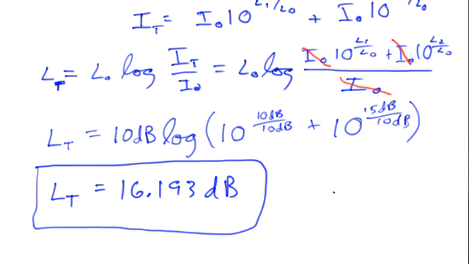You can definitely see that the sound levels don't add. If they added, we'd have 25 decibels, but it's the intensities that add, and then once you figure out how they add, you gotta determine the intensity level from that.